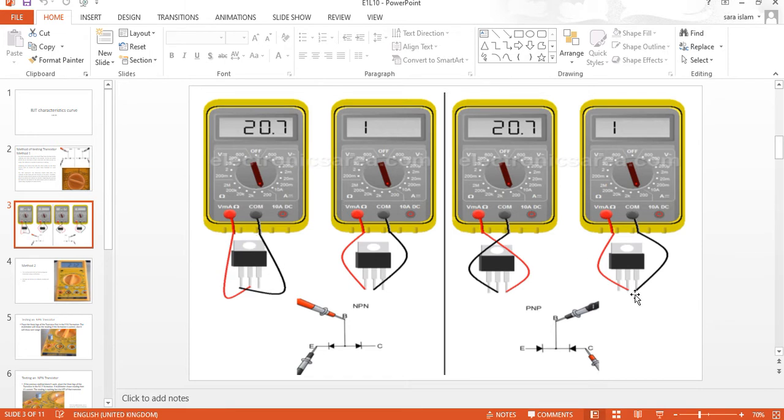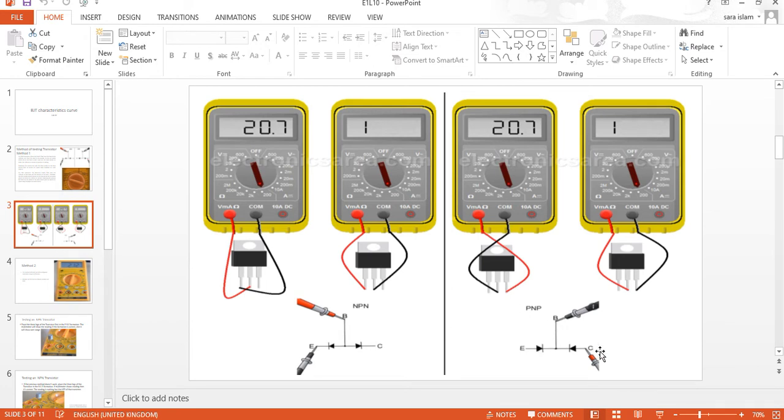What happens in PNP? In the PNP scenario, because your midpoint is your negative terminal and the other two are your positives, current is flowing from your collector to your base. In the NPN scenario it was from your base to emitter or base to collector, right?